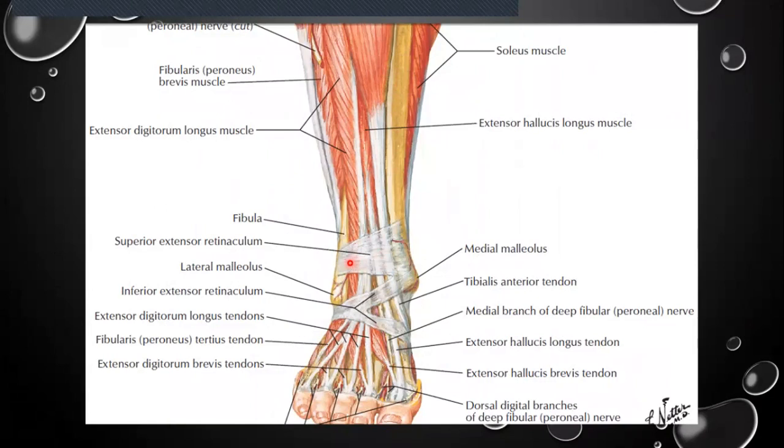Then you can see here are the retinacula. They prevent the bowstringing of these tendons during the movements of the foot. So this muscle, the extensor, usually dorsiflexes the foot. We will look at that.